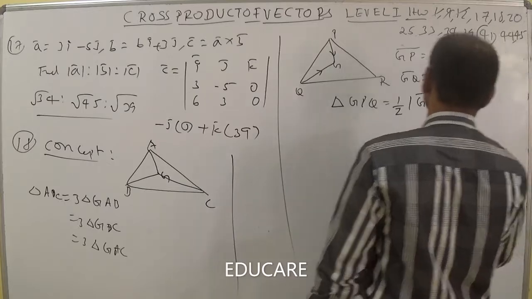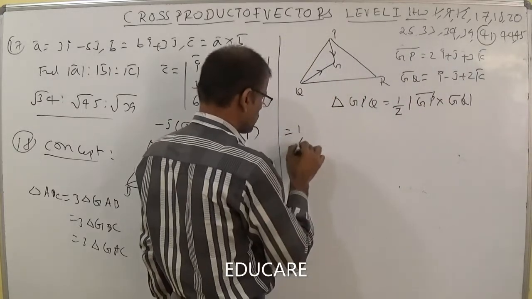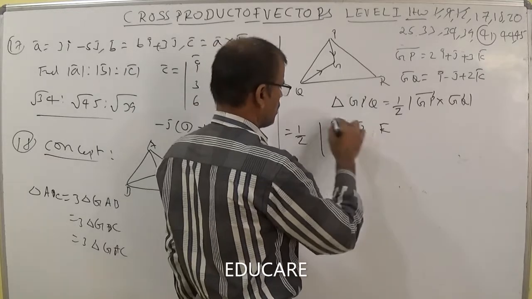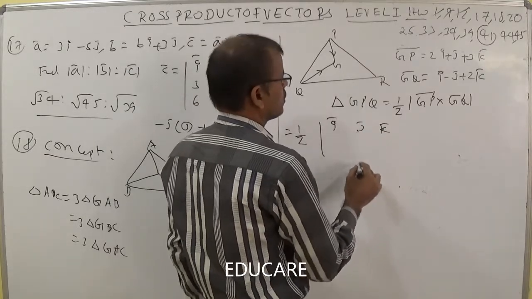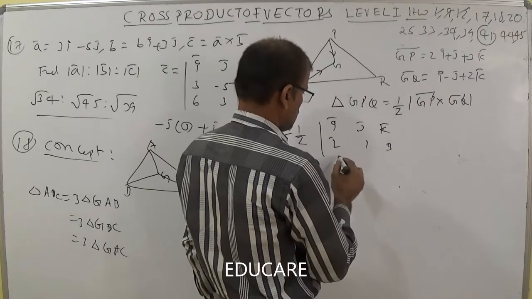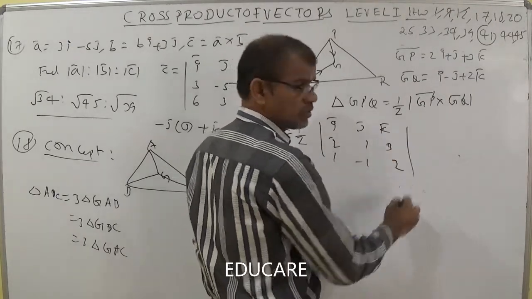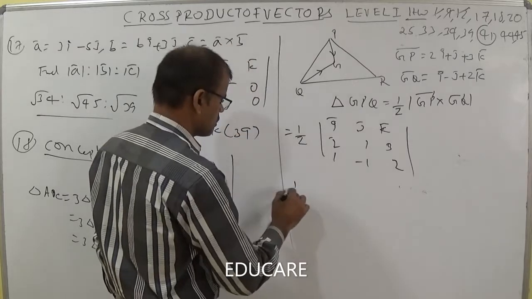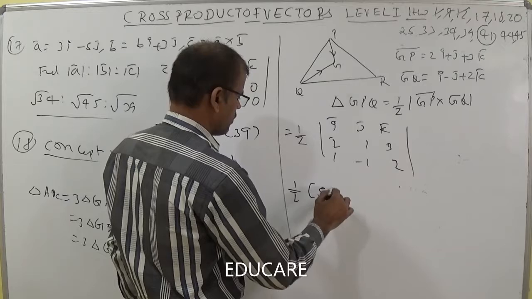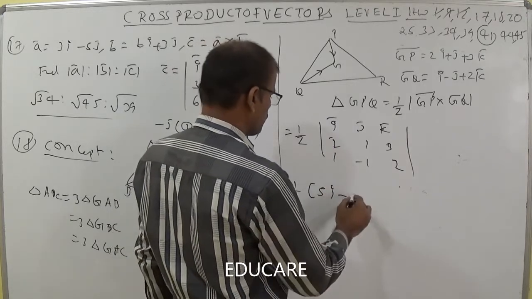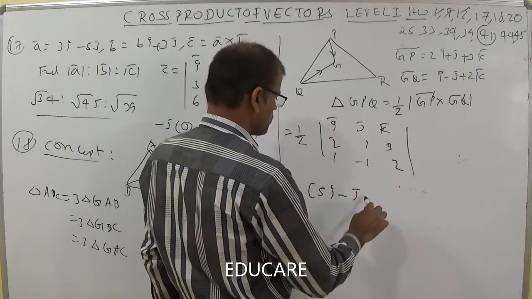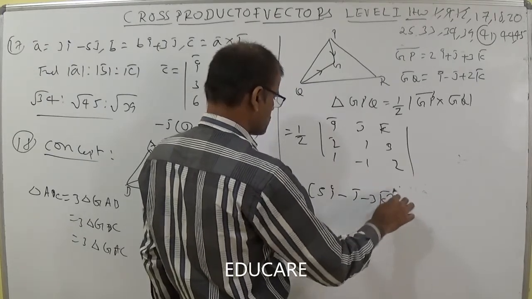1 by 2 into GP cross GQ. That is equal to 1 by 2 into, put here i, j, k, and GP 2, 1, 3 and 1, minus 1, 2. Now we can write using this: 1 by 2 into (2 plus 3), this is 5i, minus j into (4 minus 3), plus, so minus j plus k into (minus 2 minus 1), so it is minus 3k.